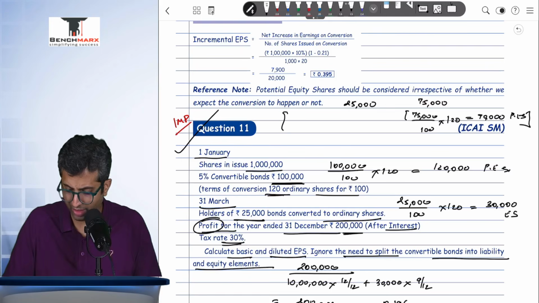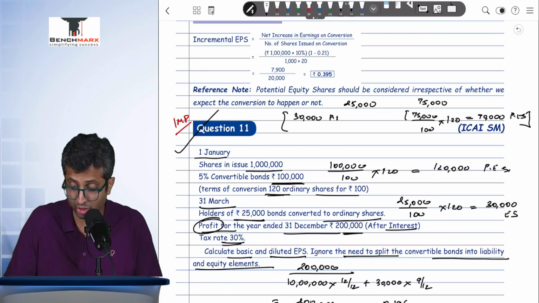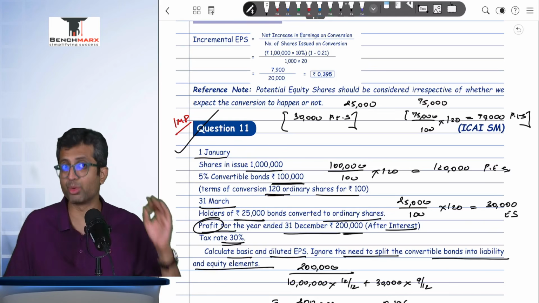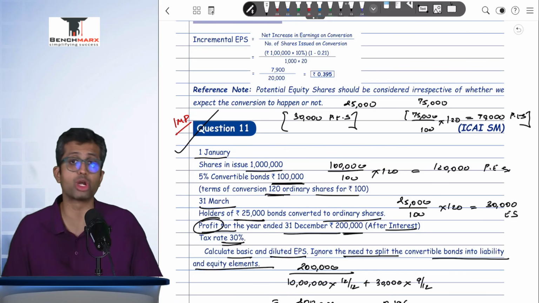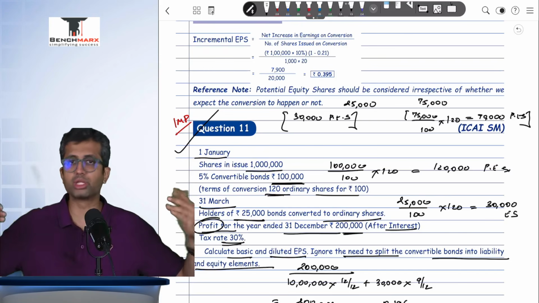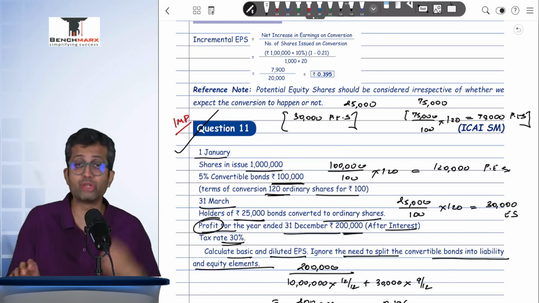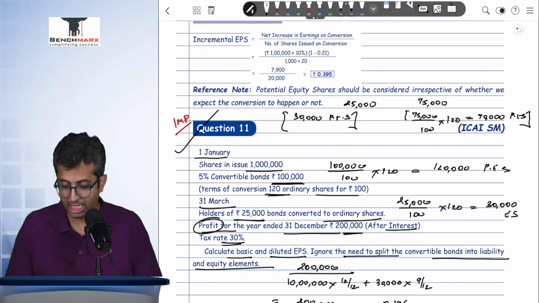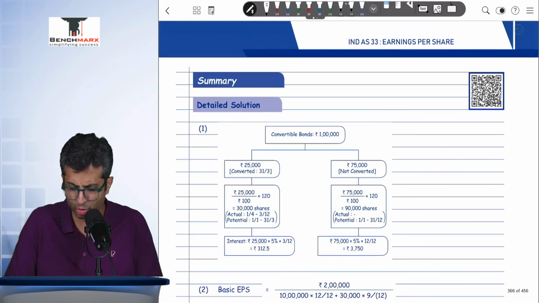Further, on this 25,000, there would be, as we have calculated earlier, 30,000 potential equity shares. Have they converted? Yes. But when have they converted? Sir, they have converted on 31st March. Remember, EPS is for the year and not as on date, and hence, were they potential for the first 3 months? Yes. And hence, when you look at this working, you will say in the numerator, you have 2 lakhs.